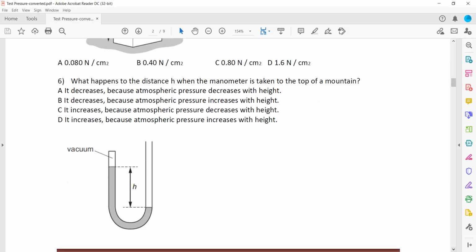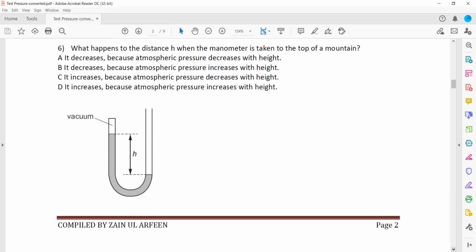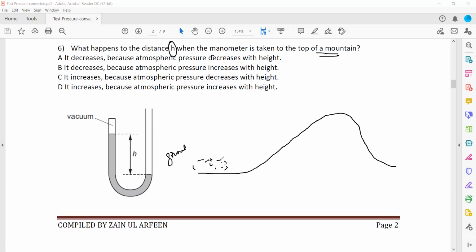In question 6, what happened to the distance h, the difference in the level? On one side we have a vacuum. Vacuum means no particles. When the manometer is taken to the top of the mountain, when you take this manometer to a higher altitude, right now, for example, this is on the ground. On the ground, you have more particles of air. But when you take this to a higher altitude, fewer particles. So what happened to this h?